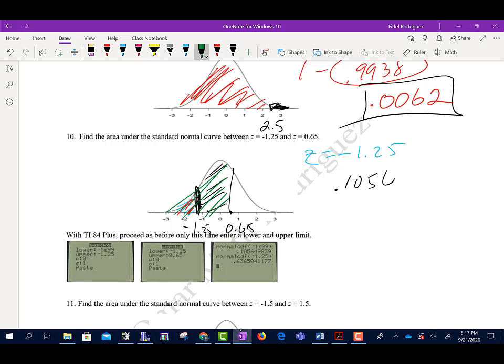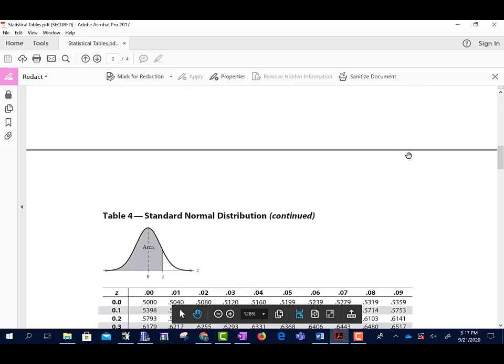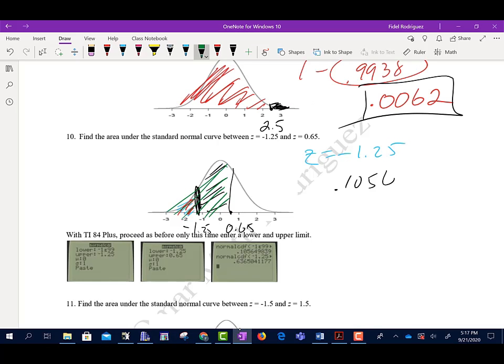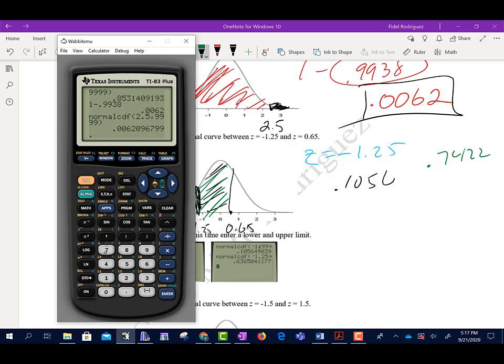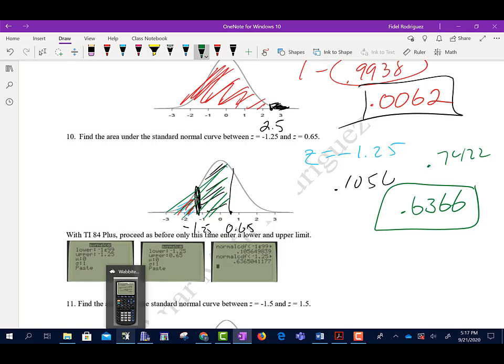Now, if I go to 0.65, that's going to give me all of this. And then what I'm going to have to do, guys, is subtract those two numbers. So 0.65 is right here: 0.7422. And then we'll just subtract those two numbers. 0.7422 minus 0.1056, and I'm coming up with 0.6366, right? Isn't that the number we came up with?